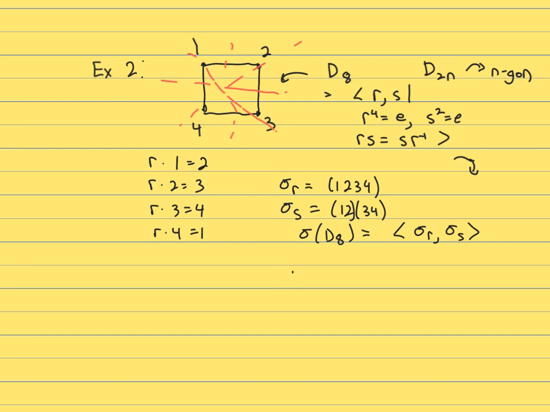Instead, I will note what is the kernel of the entire action. Well, that's the symmetry that fixes all 4 vertices pointwise. Well, clearly the only one that does that is the identity, and so this action is faithful.